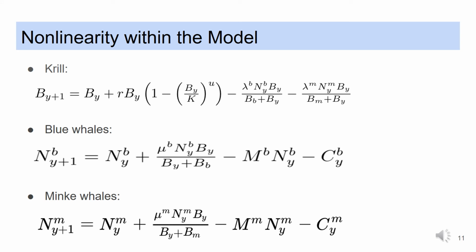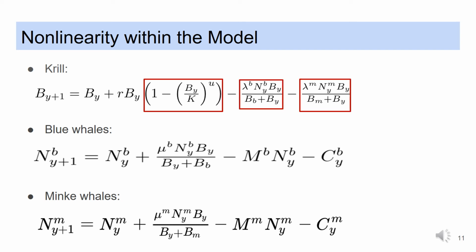I will briefly remind you of the places we find nonlinearity within this model. For krill, we have these three terms that are all dependent upon the prey's density. This relationship causes the equation to be nonlinear, and it reflects similarities to Holling's Type 2 functional response. For blue whales, their natural increase in population is dependent upon the krill's density. We also have this same nonlinear relationship for minke whales.